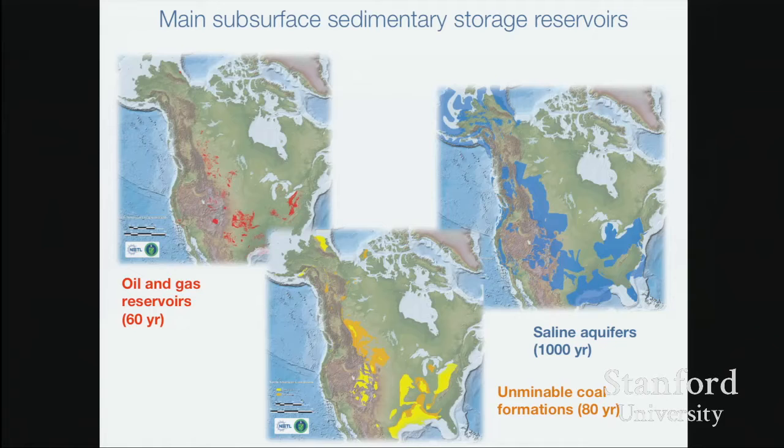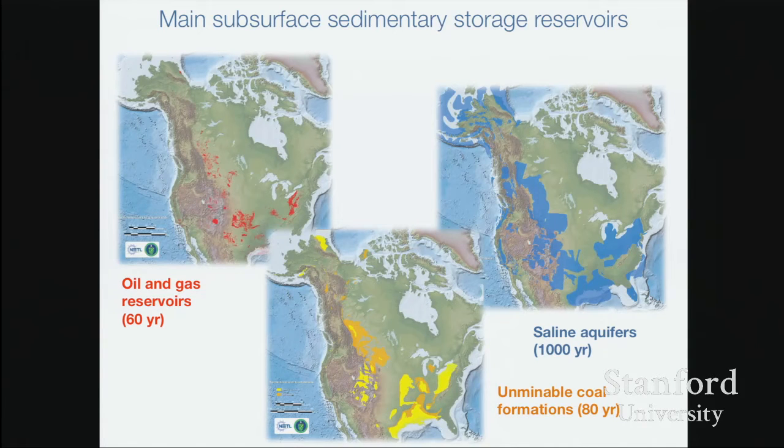So we can put CO2 into depleted oil and gas reservoirs. We've already taken the oil and gas out. So in terms of US numbers, I think the storage is about 140 gigatons of CO2, so it's a big number. It's about 60 years worth of our current production rate. Unminable coal formations are another place that people talk about. That's about 80 years of storage capacity for the US.